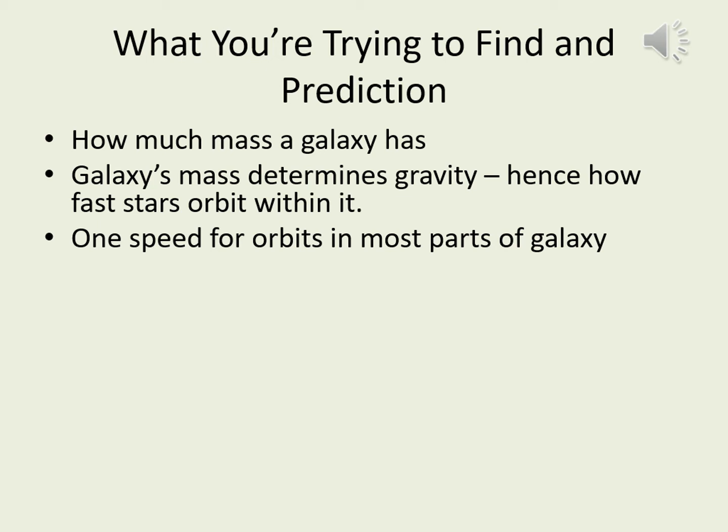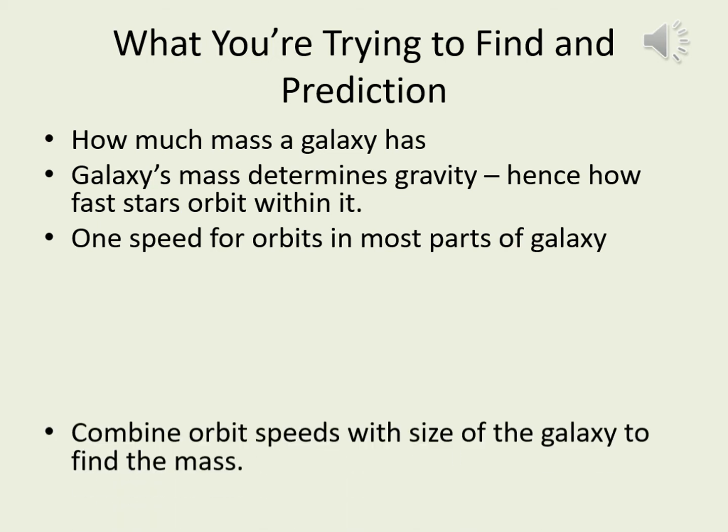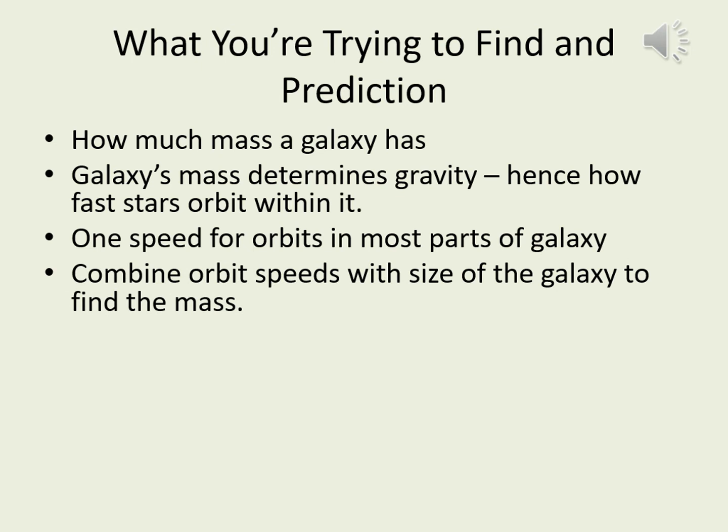But we also need to know the size of the galaxy. That's because gravity gets weaker with distance. So depending on the size of the galaxy, you may find a faster or slower orbit speed.